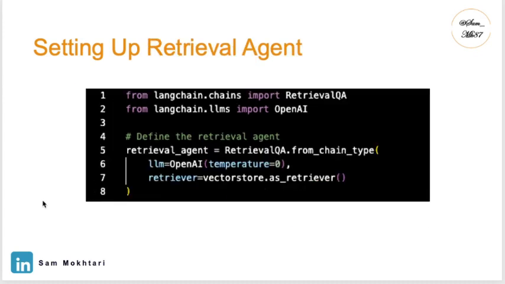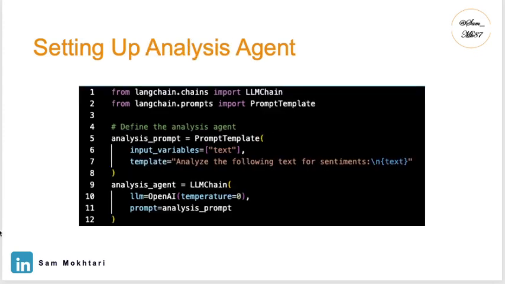The next step, again using the LangChain framework, is to set up the retrieval agent. The role of this agent is to find the most relevant feedback based on the query that is provided to the system. The next agent is the analysis agent, or sentiment analysis agent, which extracts the sentiment or key trend from the retrieved feedback. It's very simple. We are using this prompt template strategy to build that agent, and defining it in LangChain is very easy through this LLM chain that you can use.